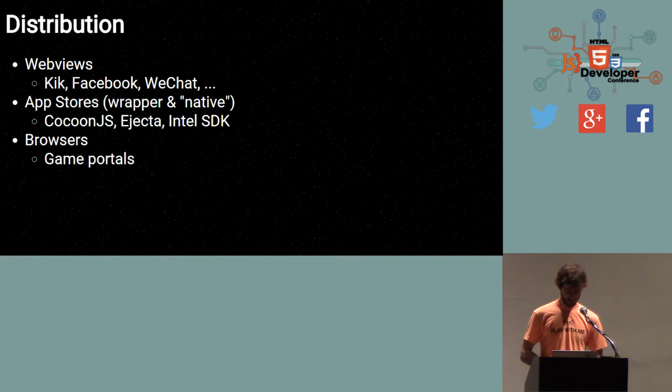So now that we have games that are developed and performing well, we can look at distribution, which is obviously the most important part. If you're developing a game, you want to get that game in people's hands. There are a few ways to do that. One of the ways that we've seen work really well for Clay and for games on Clay is going through web views, and specifically Kik for us.